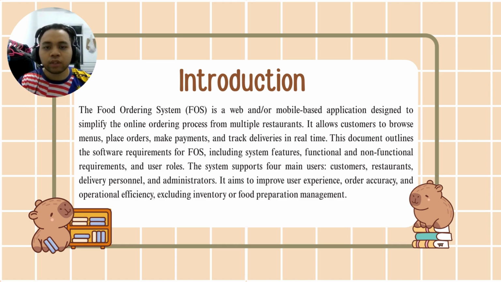Okay, now for the introduction part. The food ordering system (FOS) is a web and/or mobile-based application designed to simplify the online ordering process from multiple restaurants. This allows customers to browse menus, place orders, make payments, and track deliveries in real time. This document outlines the software requirements for FOS, including system features, functional and non-functional requirements, and users' roles.